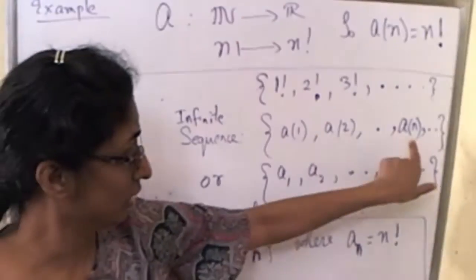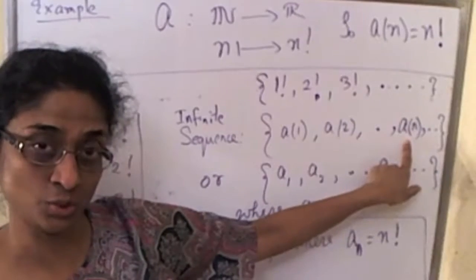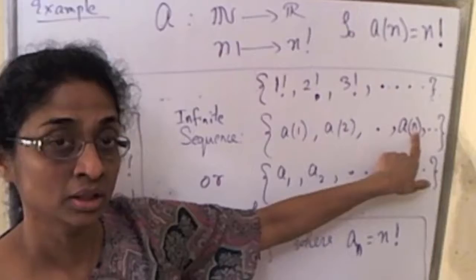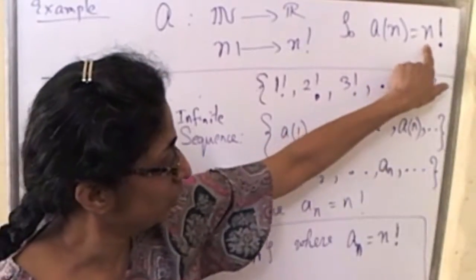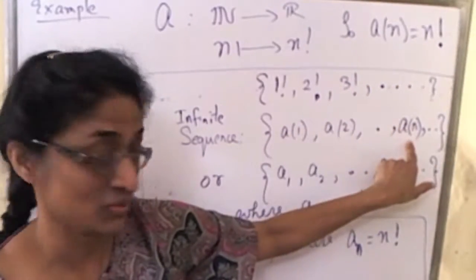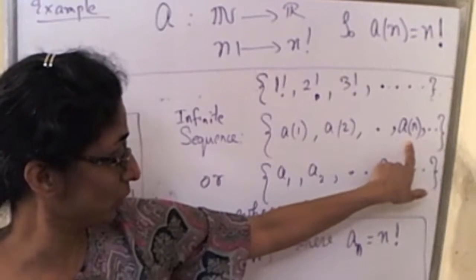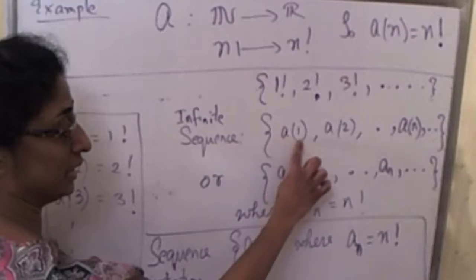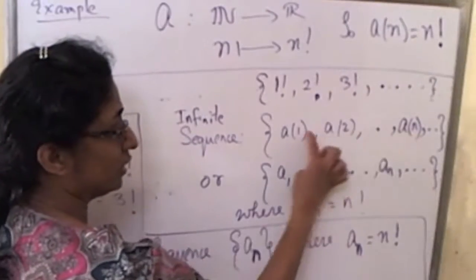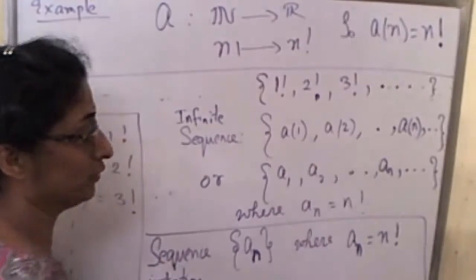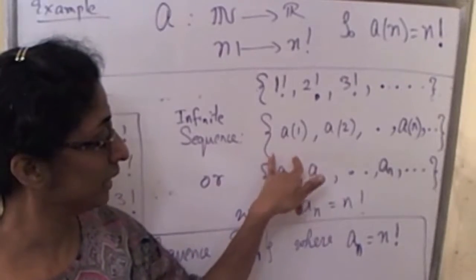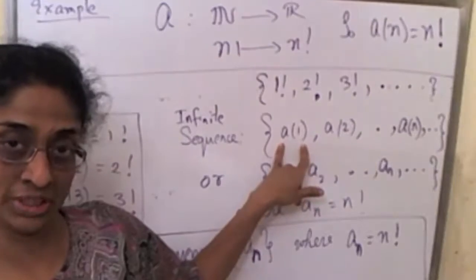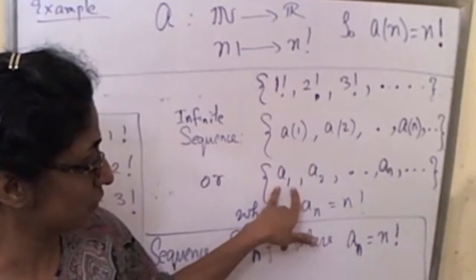And in general, the nth element of the sequence, how do we get it? We input n into the function, and whatever output we get, that is our nth element of the sequence. Next, we look at A of 1, A of 2, A of n, and this parentheses notation, and we ask ourselves, can we devise a less cumbersome notation? And that gives rise to this notation.